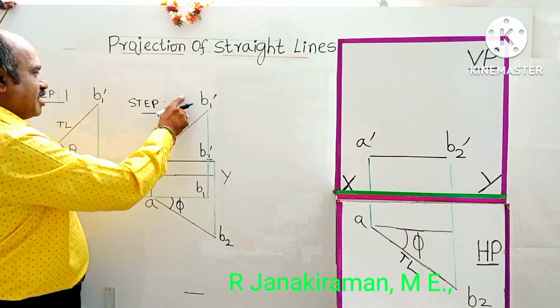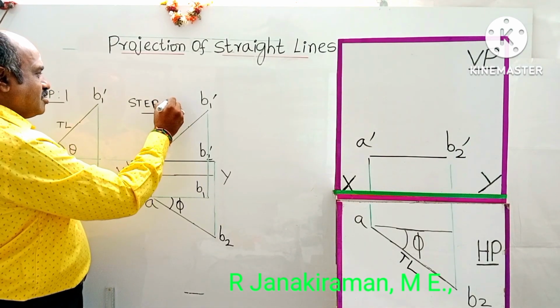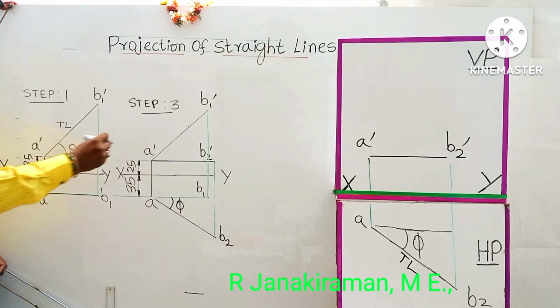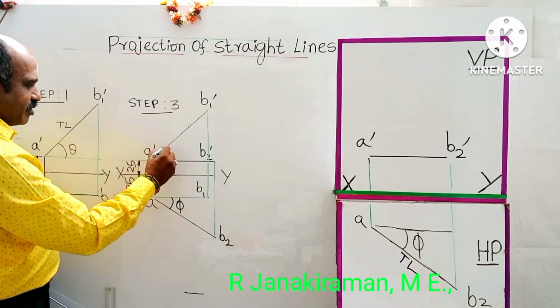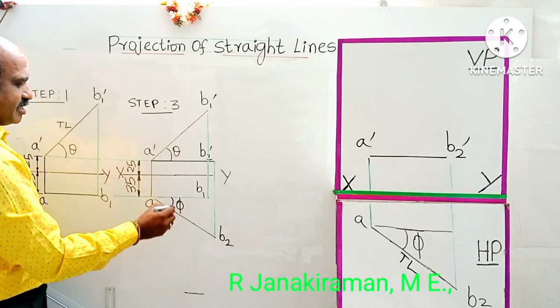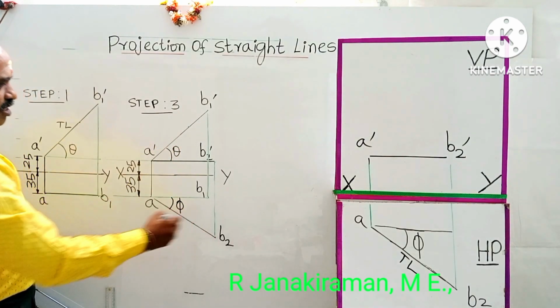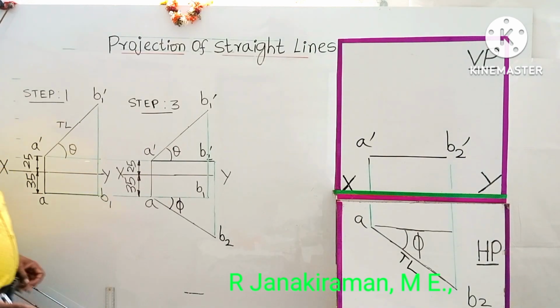Step 3 is a combination of theta and phi. This angle inclined to HP, above the XY line, is called theta, 45 degrees. This is inclined to VP, phi is the rotation, 30 degrees is the inclination. Okay, now take your compass.